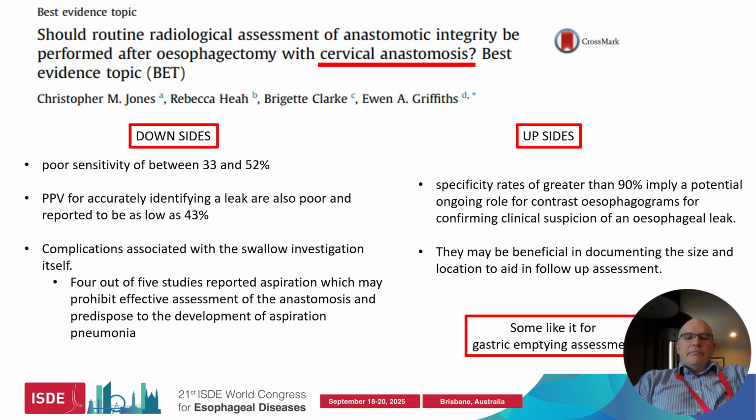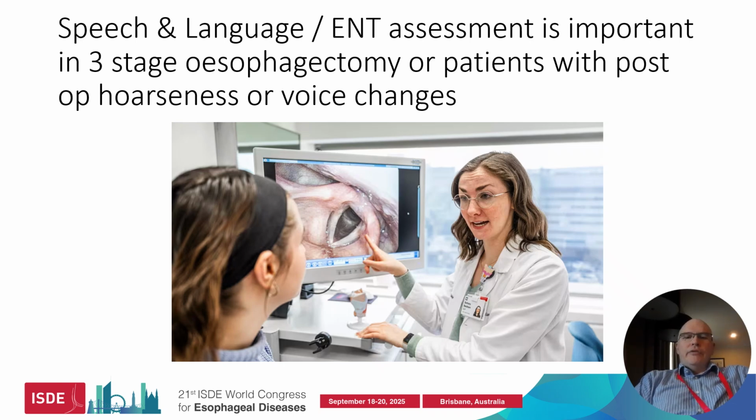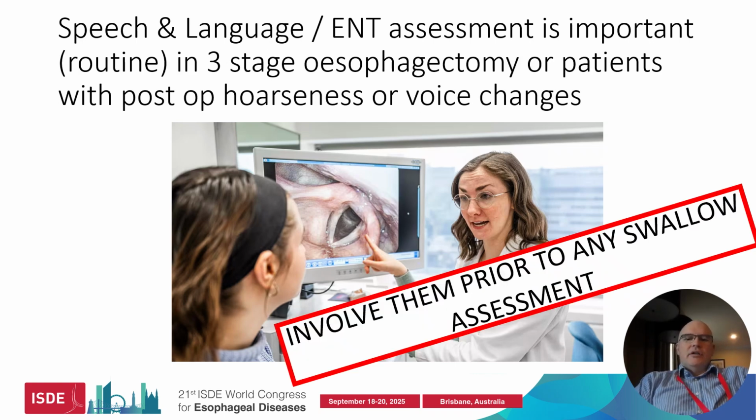There are some better evidence that if you use them to confirm a leak when there's a high clinical suspicion, or you're using it to assess gastric emptying, it may have a role. But I'd implore you, if you do 3-stage or transhiatal oesophagectomy, the rates of recurrent laryngeal nerve injury are high, so that all patients with voice change or hoarseness must be assessed by a speech and language therapist routinely, as vocal cord injury can lead to aspiration and pneumonia.